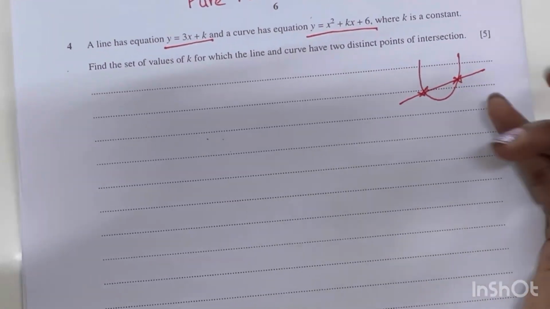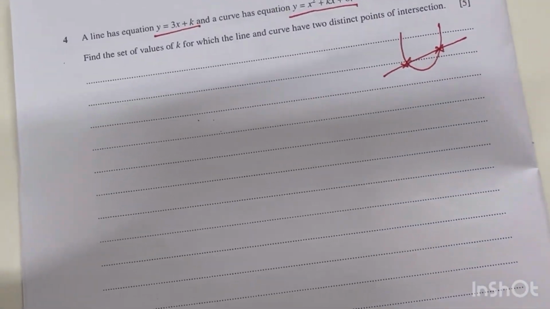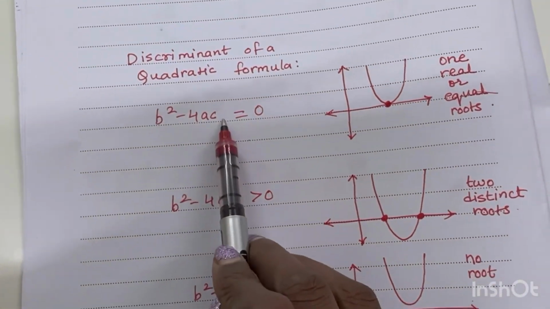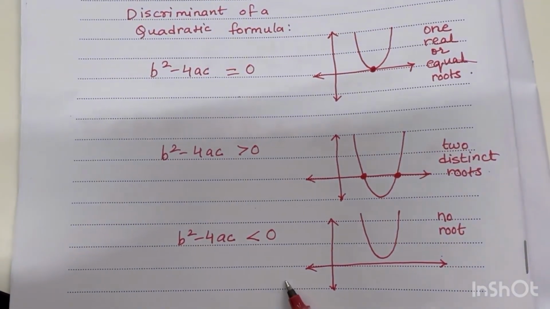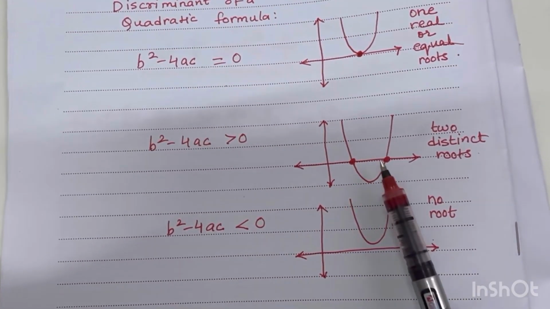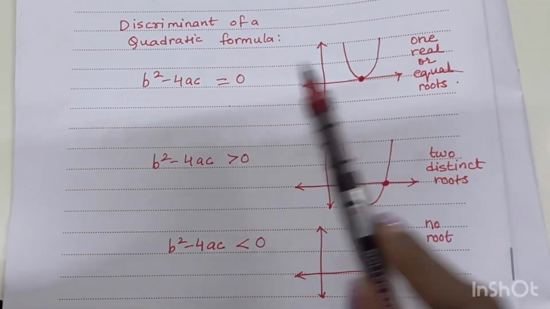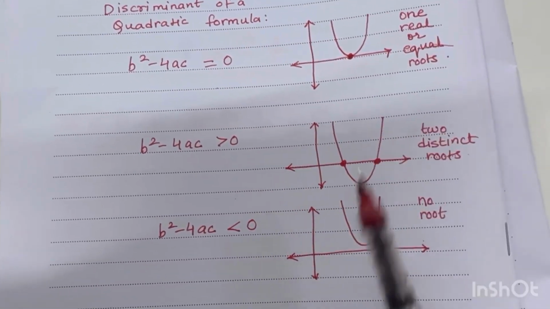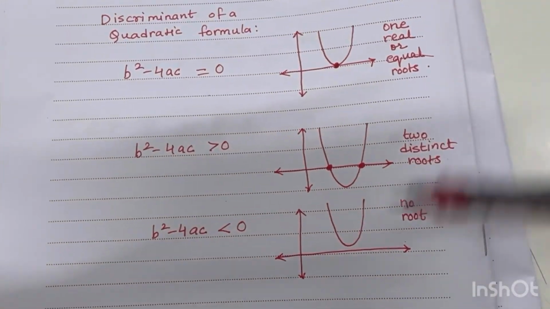Okay, in that case, what did we learn earlier? Some fact about discriminants. If you know about discriminants, it's from the quadratic formula, b square minus 4ac. You can see there are three facts: if it is equal to 0, greater than 0, or less than 0. When it is greater than 0, that means it will have two distinct roots, and when it is equal to 0, it will have one root or equal root. When it is less than 0, it will have no root. So based on these facts, we will have to apply our knowledge.